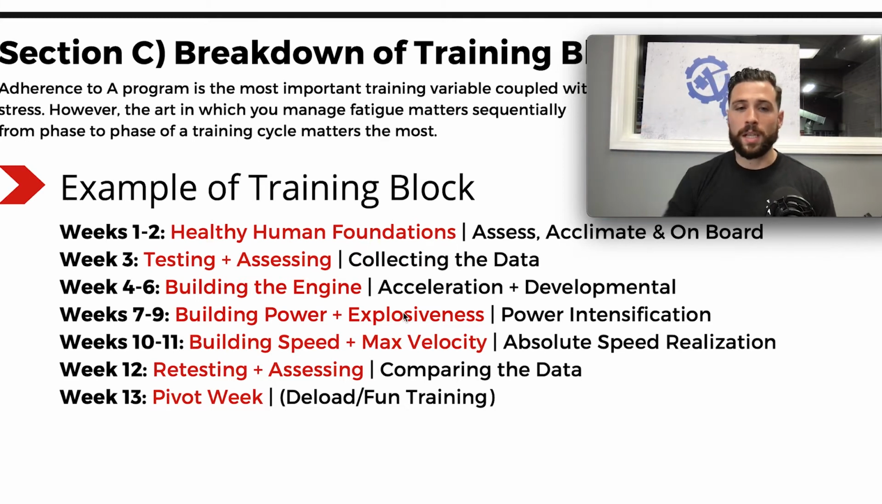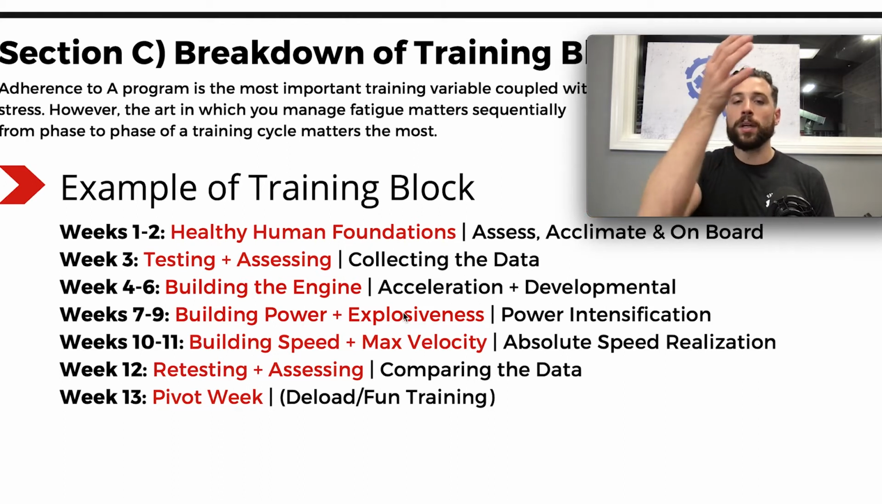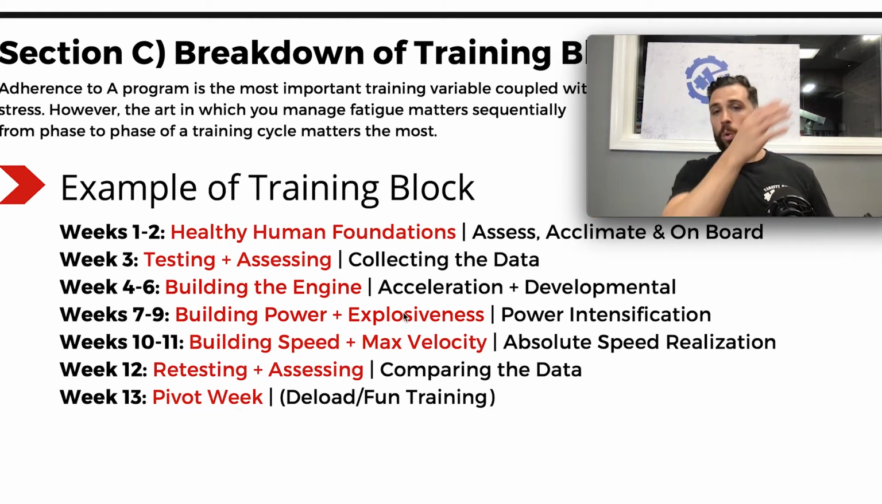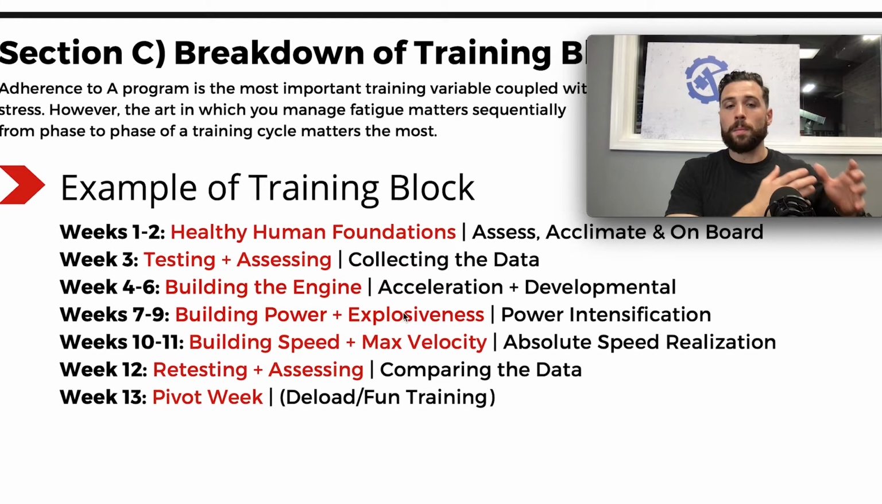Now, moving on to weeks 7 through 9, this is where we're building power and explosiveness. This is our power intensification phase. So this is where we are layering in and we're working with ground contact time. We're working within the force velocity curve to now make our new engine, if you will, our new capacity to train. We're now trying to show and build power.